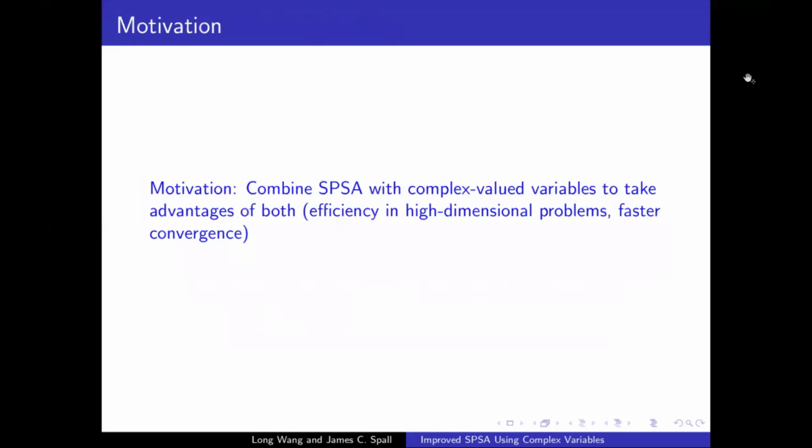Okay, so the motivation for our work is just to combine SPSA and the complex-step gradient estimate to have an efficient way to estimate gradients in high-dimensional problems.